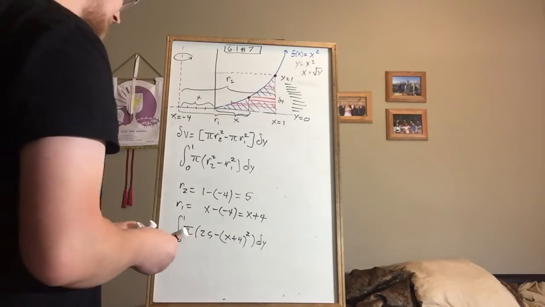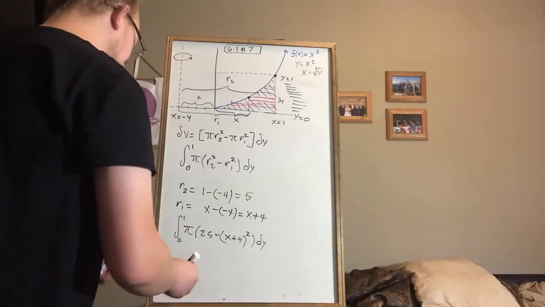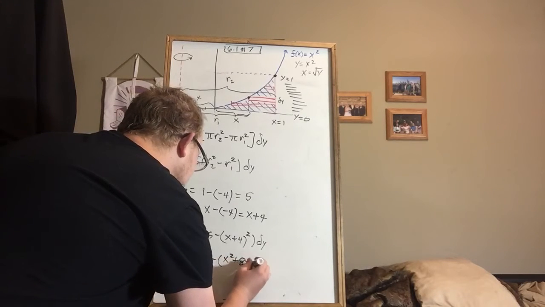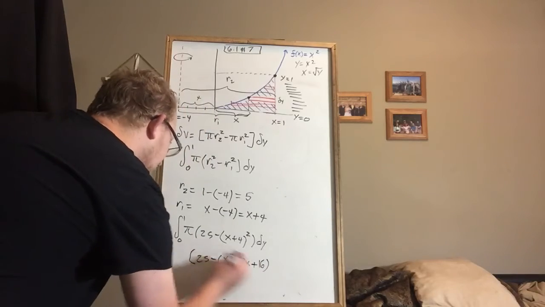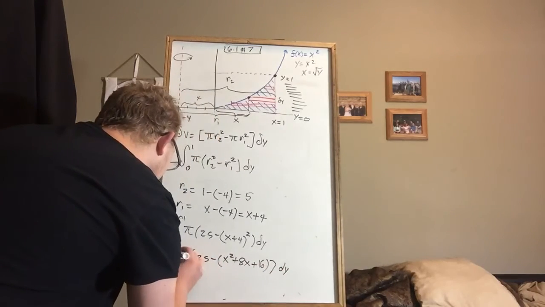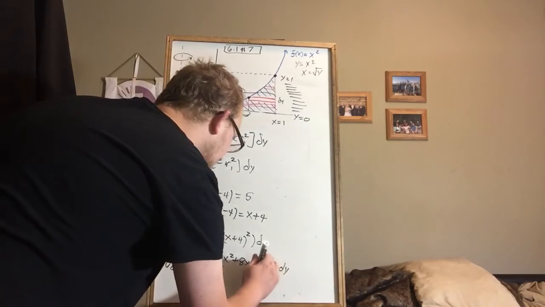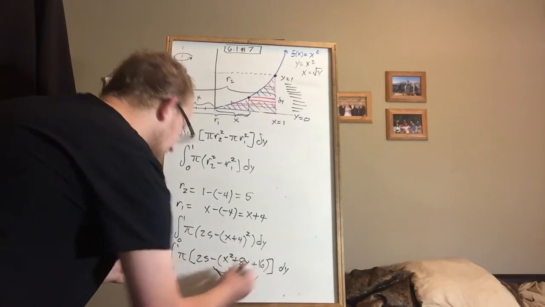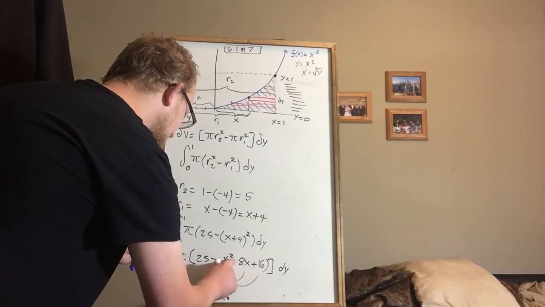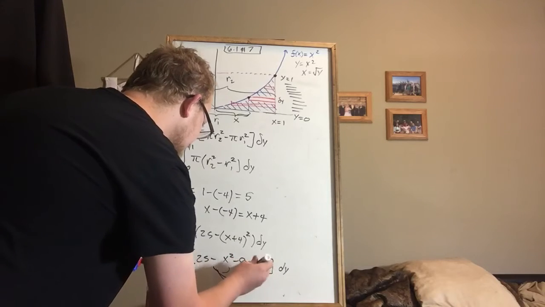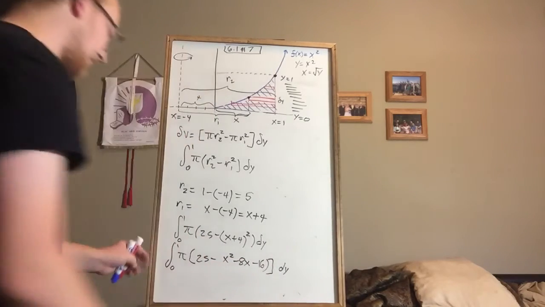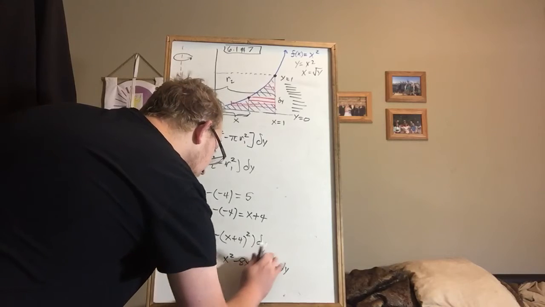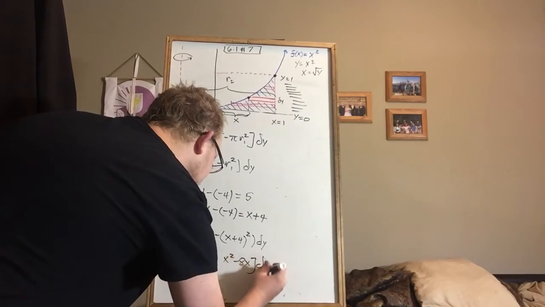So now what we're going to do is expand the x plus 4 squared. And what we'll end up with is 25 minus x squared plus 8x plus 16. All of that's still integrated with respect to y and all multiplied by pi, going from 0 to 1. And now we're going to go ahead and simplify by distributing our minus sign into all these terms. So the x squared becomes a minus, the 8x becomes a minus, and the 16 becomes a minus. And then we can simplify. 25 minus 16 is 9, positive 9. And so now we're further simplified.